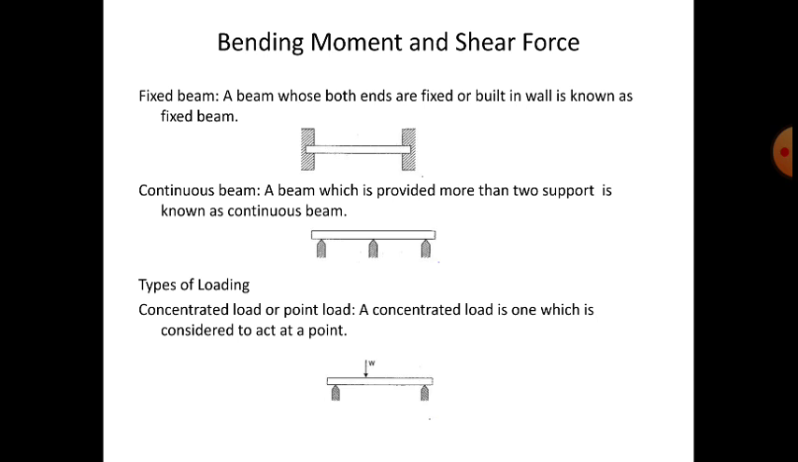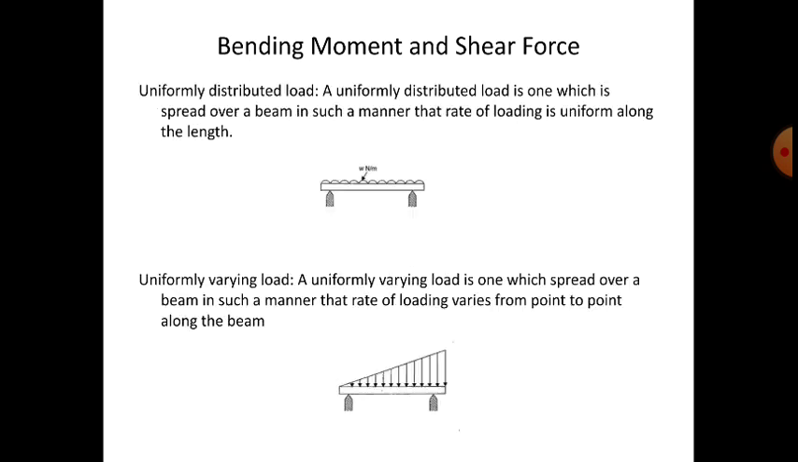First one is the point load or the concentrated load. A concentrated load is one which is concentrated to act at a point, where the load acts at a point on a beam, not all along the length of the beam. It acts at a certain point or a specific point of the beam. That type of loading is called a point load or the concentrated load.